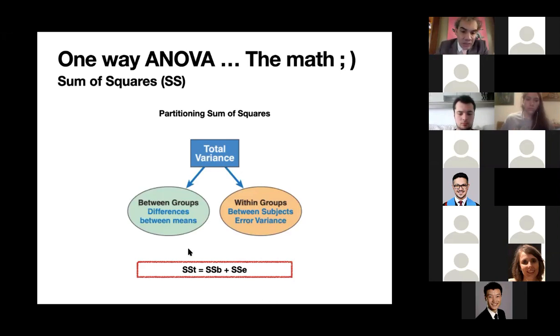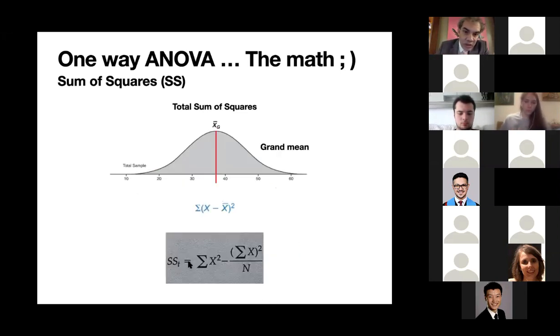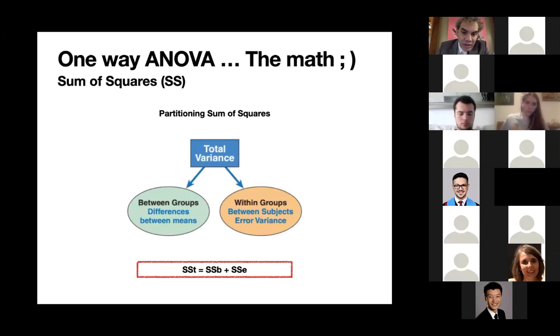And here you can see that the total sum of squares, which we saw in the last slide, equals the between groups sum of squares, which is my effect size, plus my within group sum of squares. Really easy.